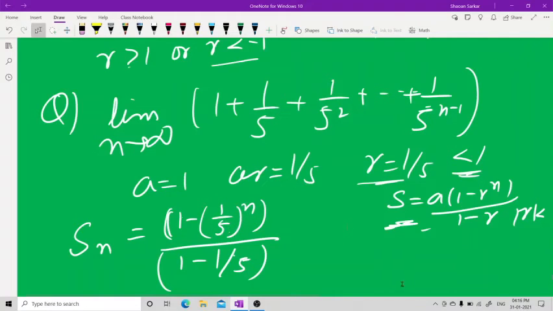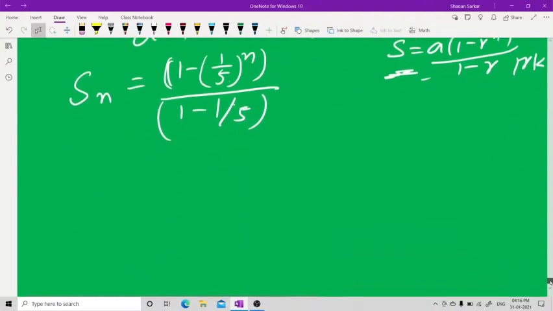Why? Let's see here. Why will the whole quantity go to 0? Let's see here. Look, let's roll it down. Yes, now see.